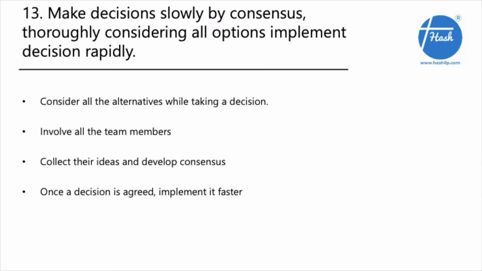And then make decisions slowly by consensus, thoroughly considering all the options, and implement decisions rapidly. Again, in problem solving, they talk about this particular culture of Toyota. When the team discusses a problem, they look at all the options, consider all the alternatives, involve all the team members, collect ideas and build consensus, right? And together the team comes to a consensus. Once the consensus is achieved, the implementation happens very rapidly, right? So the initial decision making, the consensus, may take some time, but the implementation will be fast.